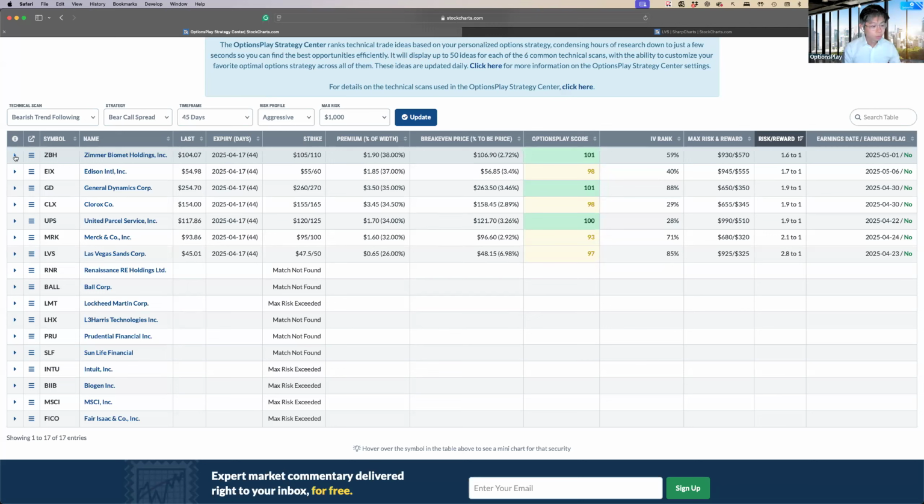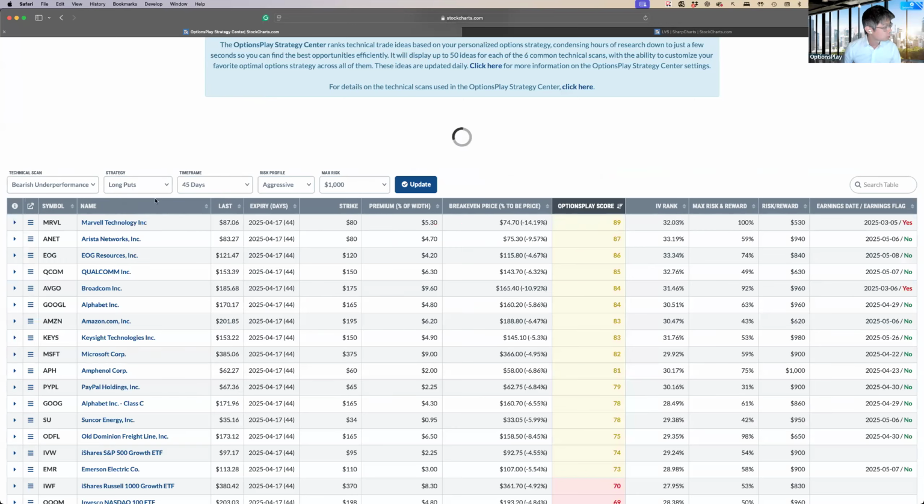Perfect. And I'll just go through a few more examples just to try to drive this home and just how easy this makes it for you, right? So let's look at some other stuff. Let's look at bearish underperformance, right? Let's go back to that.